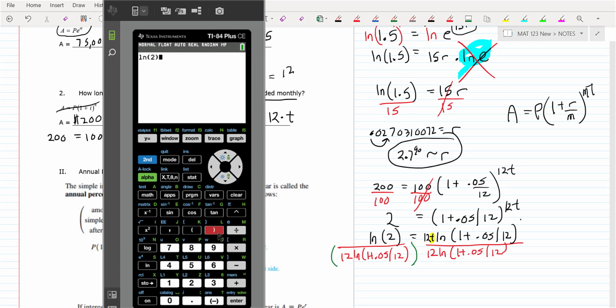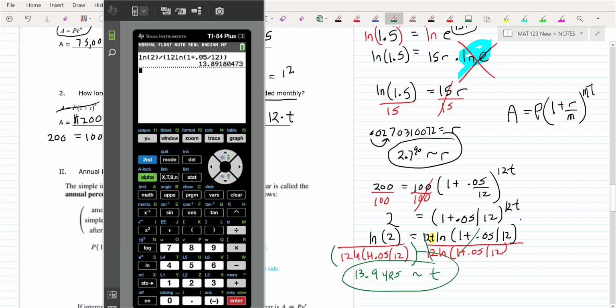So do ln 2 divided by, and then parenthesis, 12 ln 1 plus 0.05 over 12. Then double up the parentheses at the end like that. So that's how that has to be put in your calculator. So that you would end up, after all that cancels, you would have the time is about, we'll just say about 13.9 years. So that's it. Okay, so that's how that gets put together.